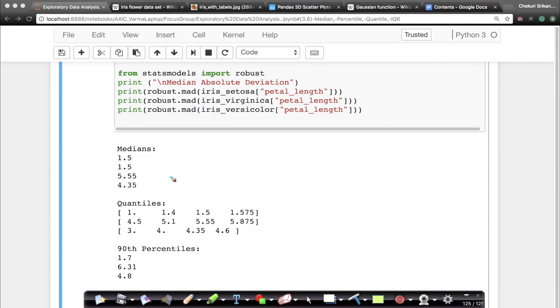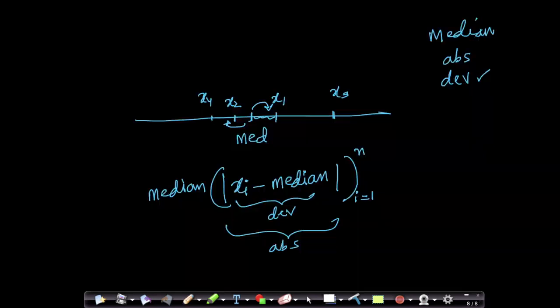Since we've understood a little bit about percentiles and quantiles, let's understand a concept called median absolute deviation, which has the same notion as standard deviation, right? I'll explain it. Let me dive into the concept in more detail. So, what is your standard deviation formula?